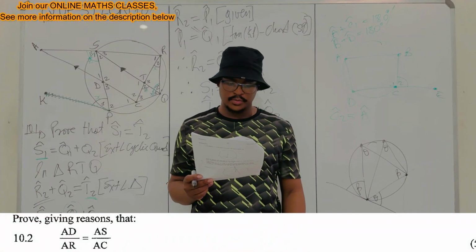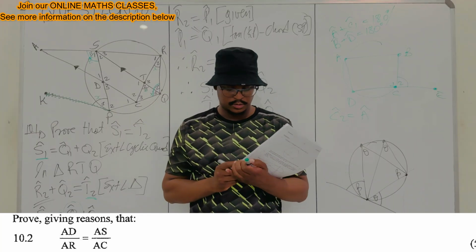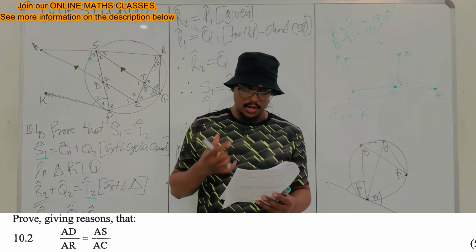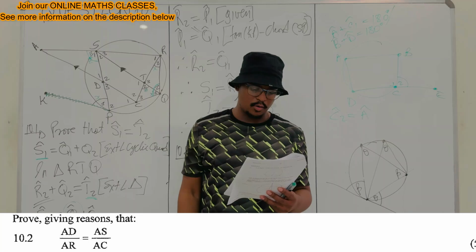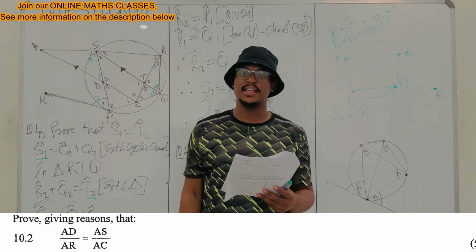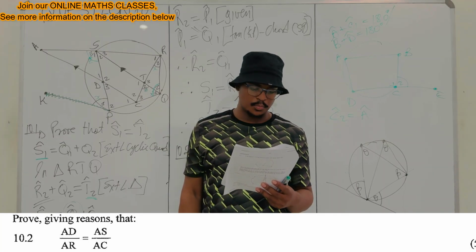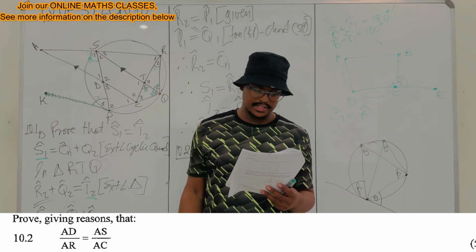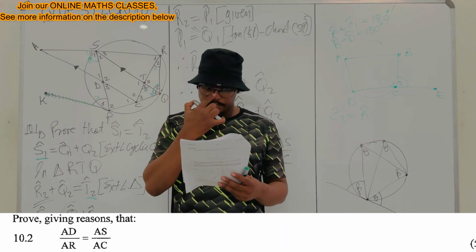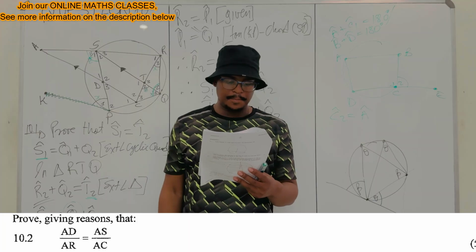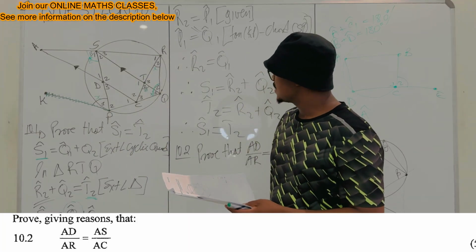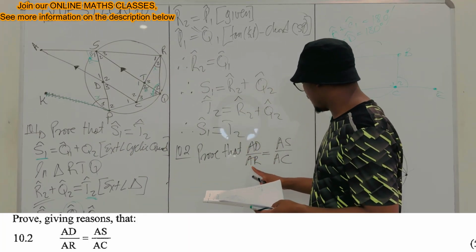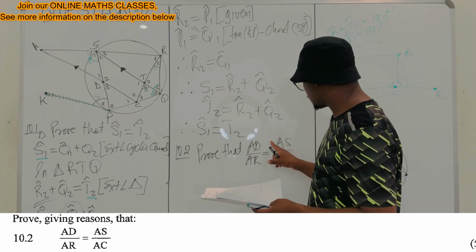Okay, so now we're doing 10.2. They are saying at 10.2, prove giving reasons that AD over AR is equal to AS over AC. So they want us to prove giving reasons that AD over AR is equal to AS over AC. So, what are these things? AD over AR is equal to AS over AC.